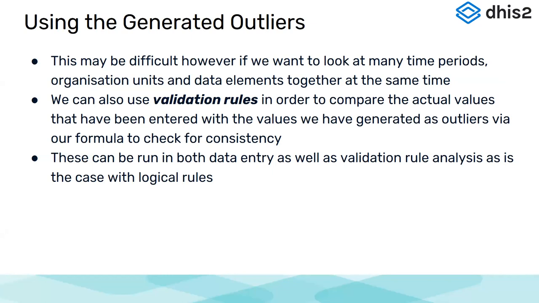So if you want to check the consistency of data over a certain period of time, we can use validation rules to compare the actual value, the value entered in the system, against an outlier which has been generated via a certain formula. This is used most of the time, for example in immunization, where they want to see if the entered data are reflecting the reality on the ground, or if they have been cooked or just put there for the purpose of reporting. So you set an outlier and you compare the value which has been entered against the outlier.